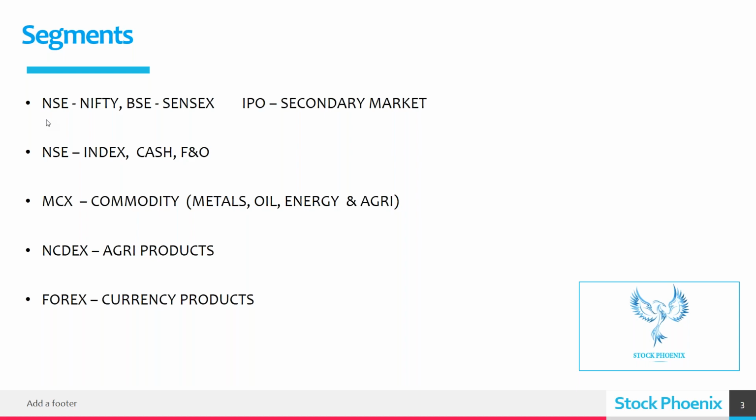And next is Forex exchange, Forex, that is included in NSE and MCX, which allows us to trade in currency products like USD INR, JPY INR, Euro INR, GBP INR. Another three more pairs have been included, all of which can be traded in the Indian stock market.